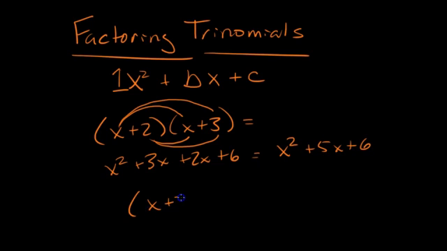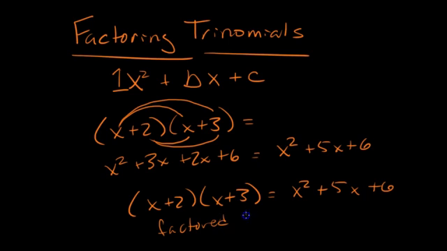So x plus 2 times x plus 3 is equal to x squared plus 5x plus 6. So this x plus 2 times x plus 3 is the factored form of x squared plus 5x plus 6. And one of the things that we notice is that 3 times 2 is 6. 3 plus 2 is 5. And this is a pretty significant connection here. This is how we're going to factor polynomials or trinomials that are written in this form.